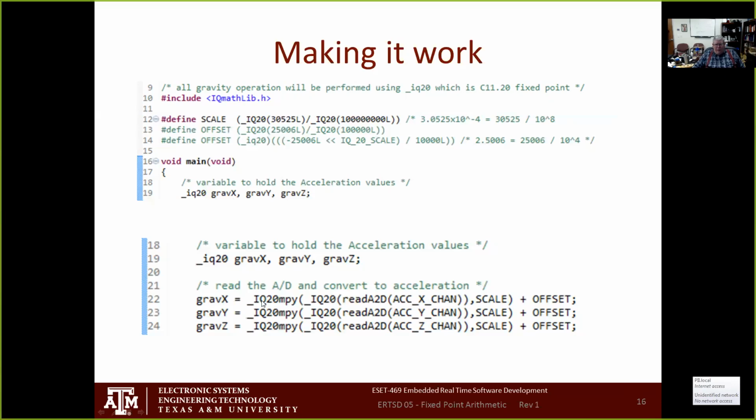Now, when I read these values, so there's my reading the A to D value, I'm going to use my IQ 20 multiply. This particular library function takes IQ 20 values and multiplies them. It is really important to know what the scales are. We talked about that a little bit earlier whenever you do multiplication. In this particular case, this is assuming that I have two IQ 20 numbers that I'm going to multiply. So that's the scale times what I read on the A to D converter, and I'm adding in the offset. I do that 3 times for my 3 axes.